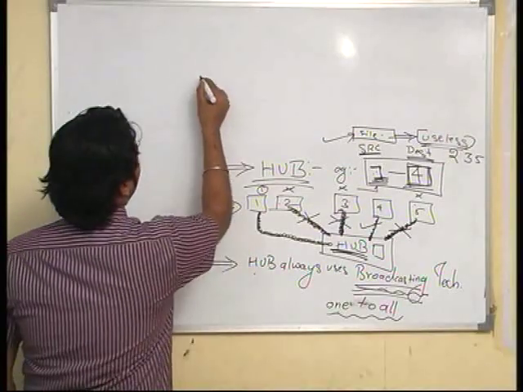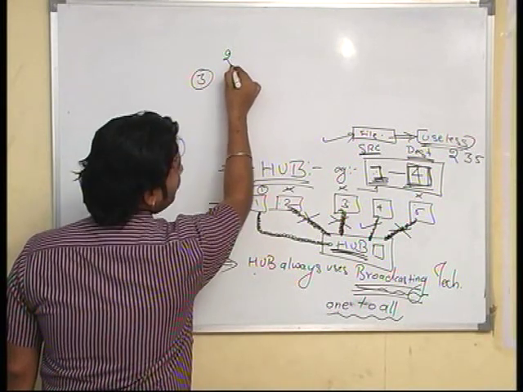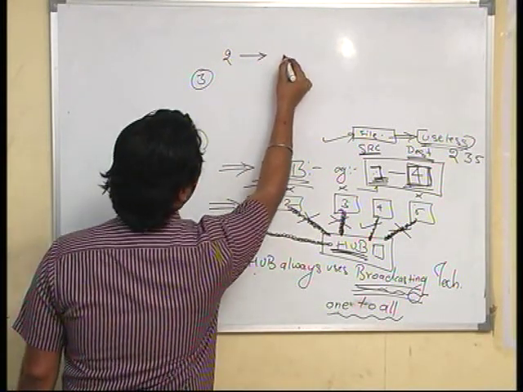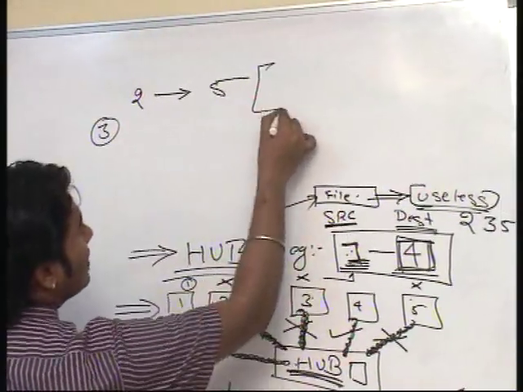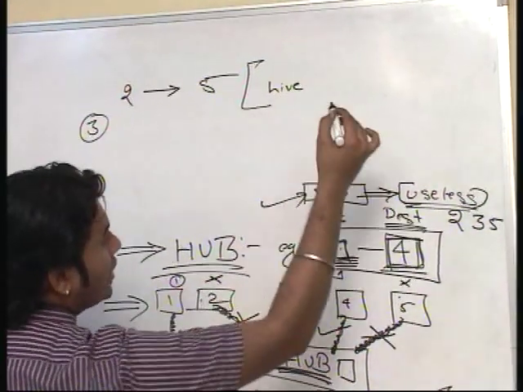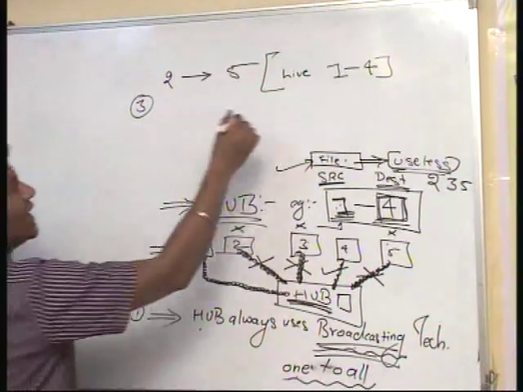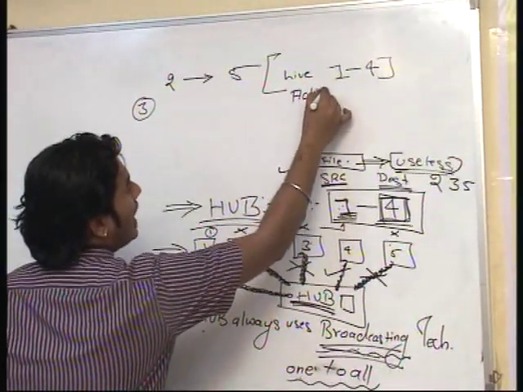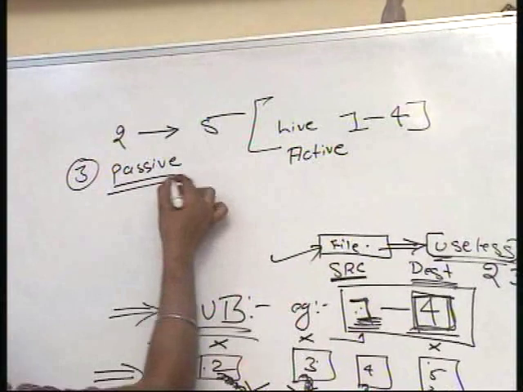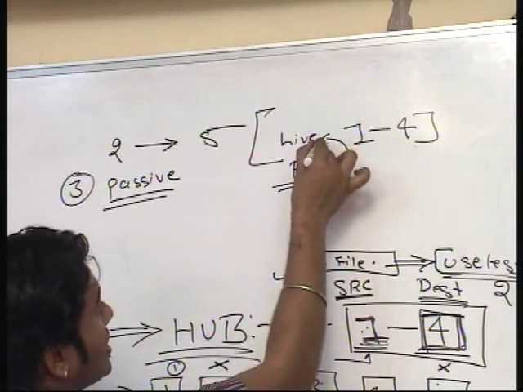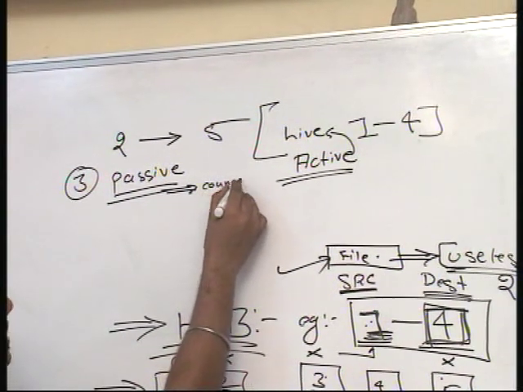How is it possible? For example, PC number 2 wants to have communication with PC number 5. But you know that there is a live communication between 1 and 4. Remember one thing, in place of live, some books have written active connection, or I can say passive connection. Active connection means that the connection is still going on, and passive means it will connect within some time.